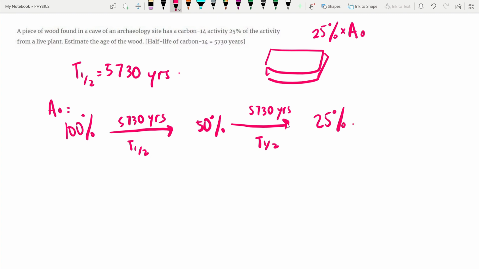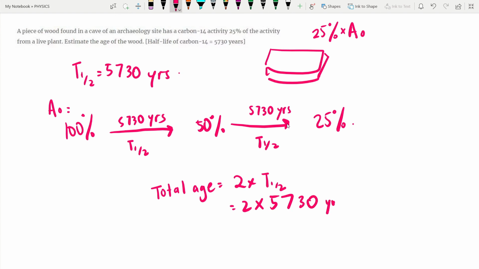Okay, so dia nak tanya estimate the age of the wood. Alright, so kita tahu dah 2 kali half-life berlaku. Dah bila 2 kali half-life berlaku, maksudnya kita boleh tambah ni dengan ini. Alright, so total years ataupun age would be 2 times half-life dia. Okay, which is 2 times 5730 years. Okay, so you will get 11460 years. Okay.